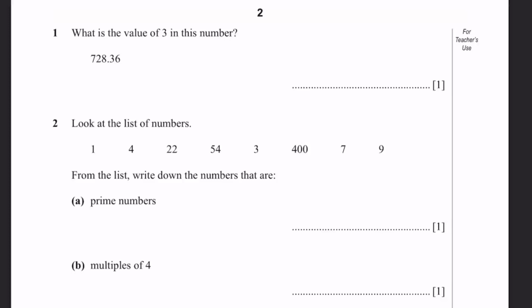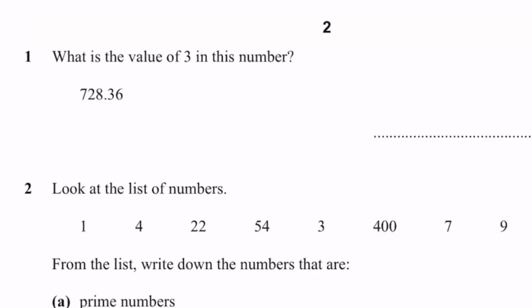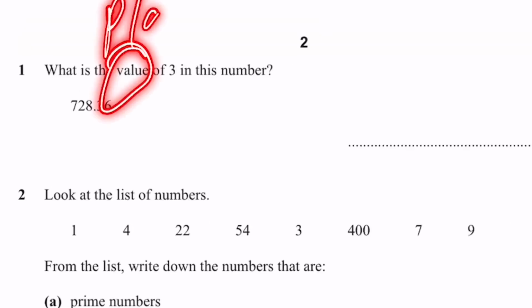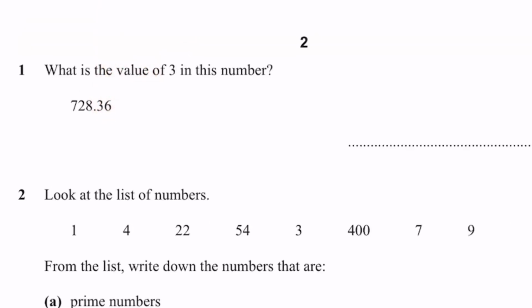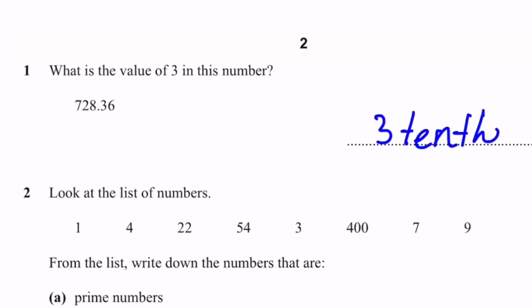Question 1. What's the value of 3 in this number, 728.36? Now we need to find the value of 3 in this number, and it's actually on the right of the decimal point. If it's on the right of the decimal point, it's not tens, hundreds, thousands, but then we count it as tenths, hundredths, and thousandths. Over here, the first one on the right is the tenths, and that's where 3 is. And therefore, we take the place value of 3 in the number as 3 tenths. So that's the answer.